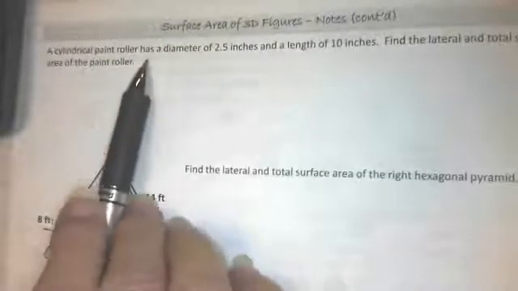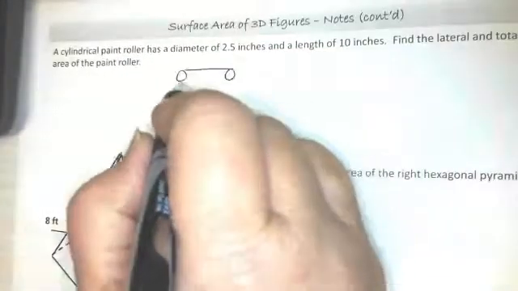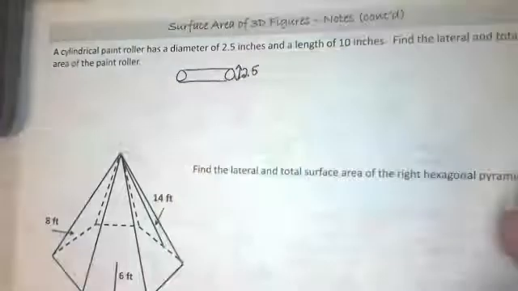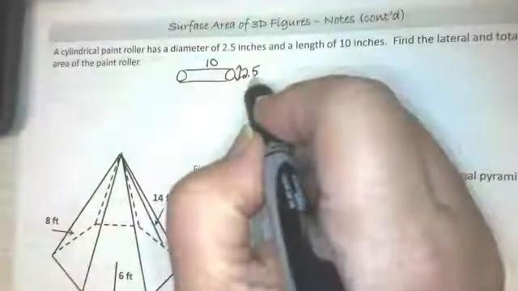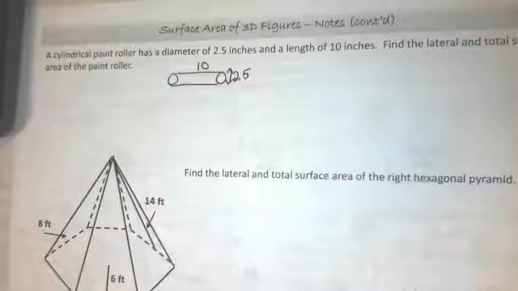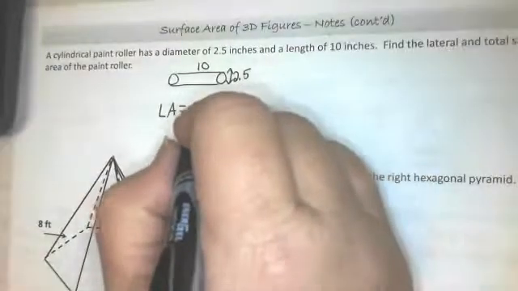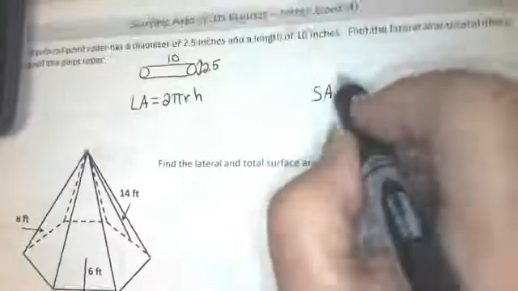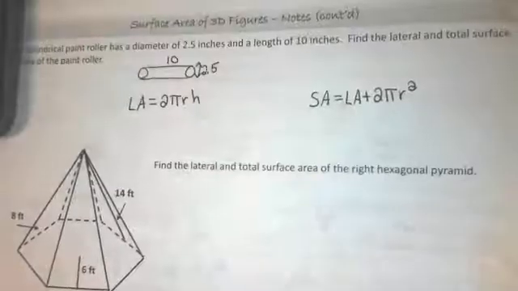A cylindrical paint roller has a diameter of 2.5 inches and a length of 10 inches. So you picture a paint roller, something like that. The diameter is 2.5, and then the length is 10 inches. So 10 is going to be my height, and half of 2.5 is going to be my radius. So when you look at your formula for the lateral area and the total area of a cylinder, this one is 2 pi RH, and then the total surface area is this one plus the two bases. And since the bases are circles, that's pi r squared.